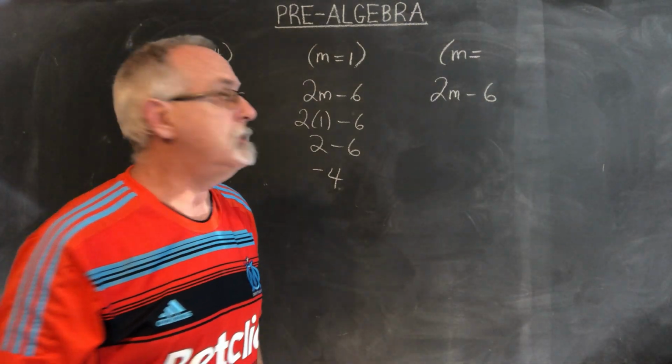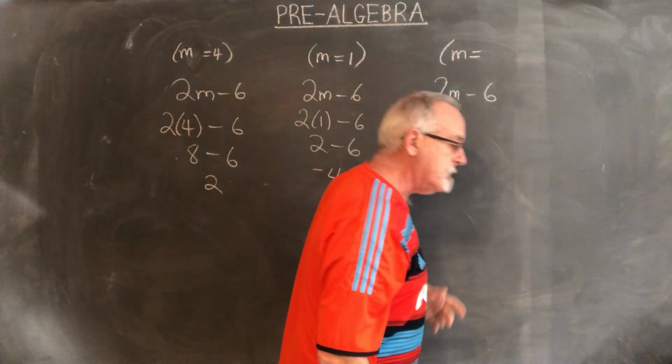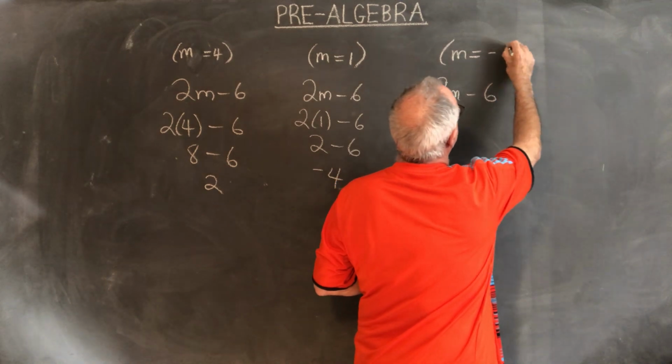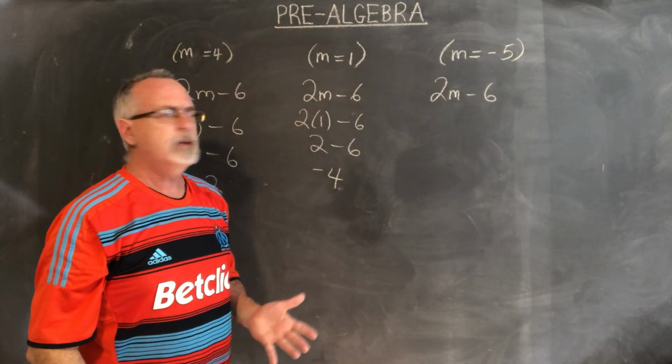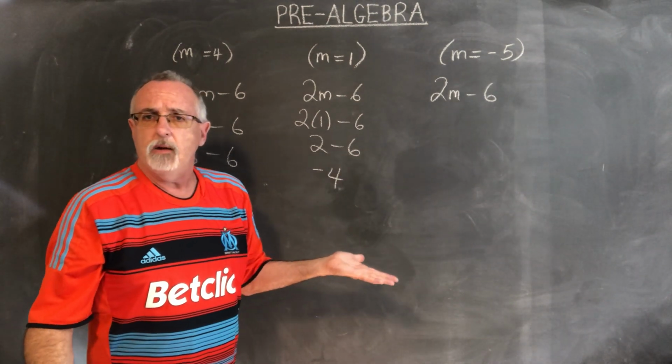What am I doing for time? Okay, so that's why I wanted to save this one as a surprise. I am going to make m equal to negative 5. Aha, so we can plug in a negative value to substitute for our variable. Yes, we can. Why not?